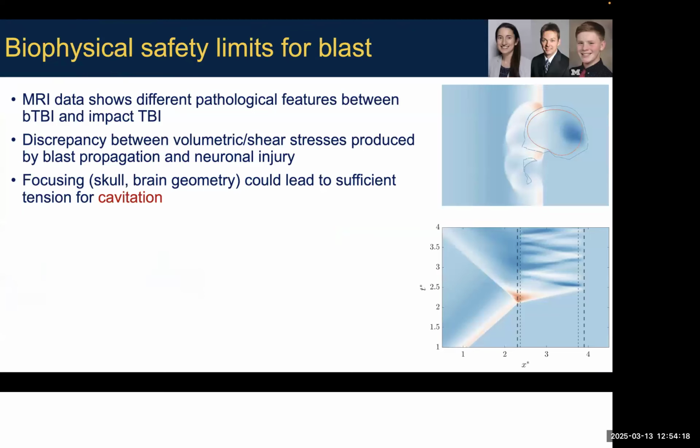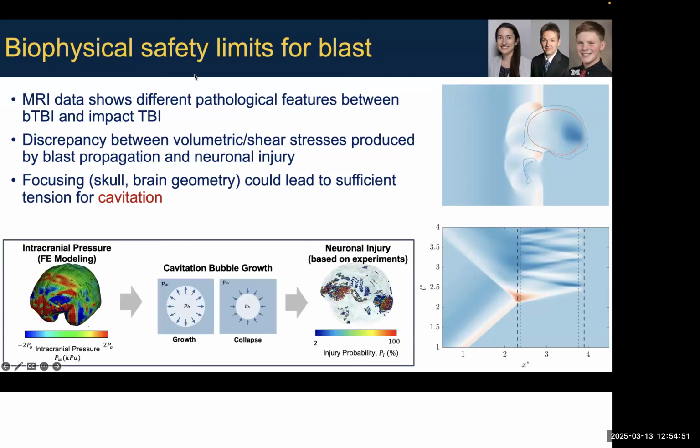So we've been doing work on this problem. The goal is to better understand what is happening when these blasts propagate in the head and interact with the brain, and perhaps based on what we learn, develop more physics-based or more informed metrics. This has been a collaboration with Christian Franck at Wisconsin and Rika Carlson at Robert Morris University, where we are taking finite element simulations of a blast with an anatomically accurate model of the head and of the brain.